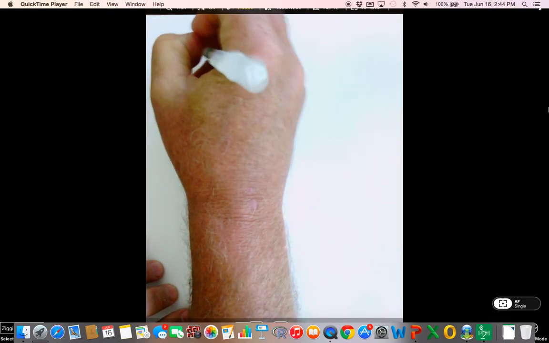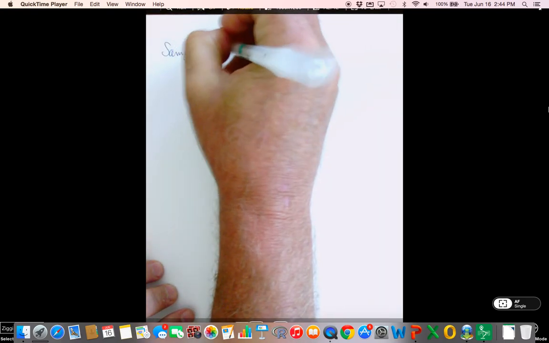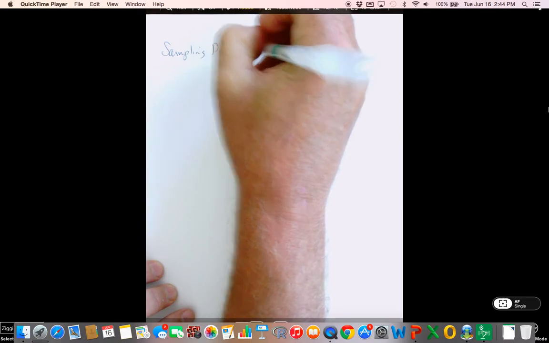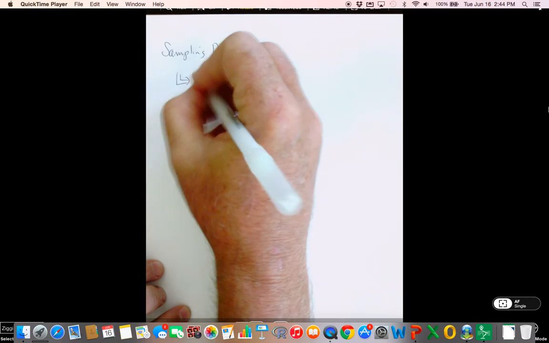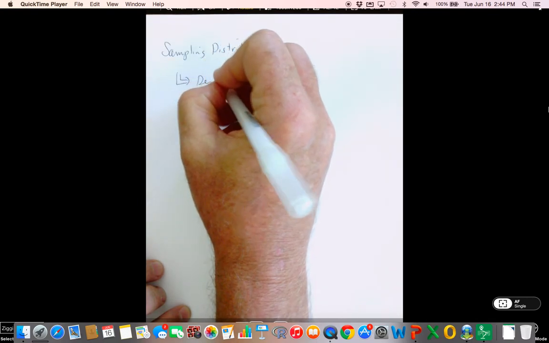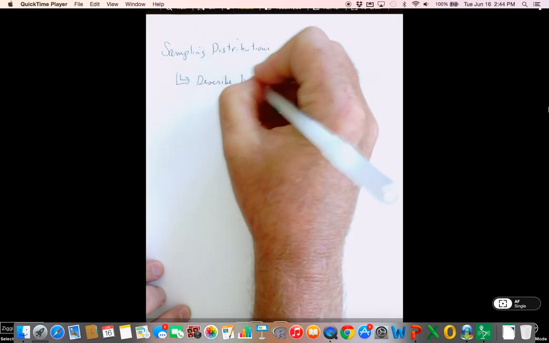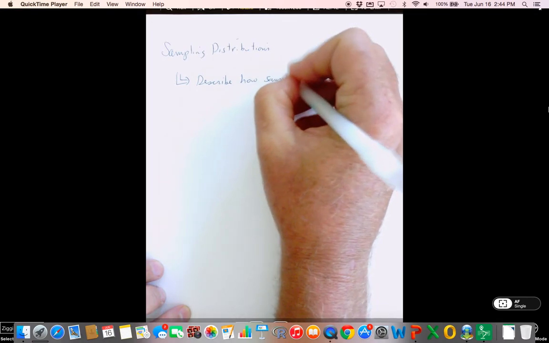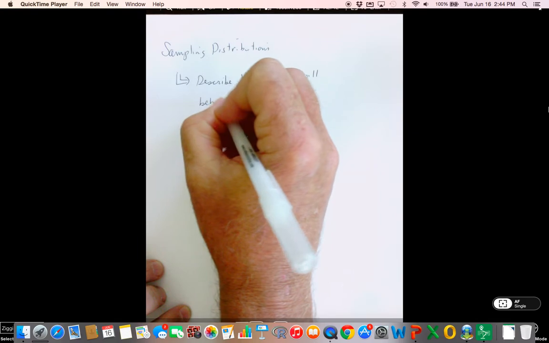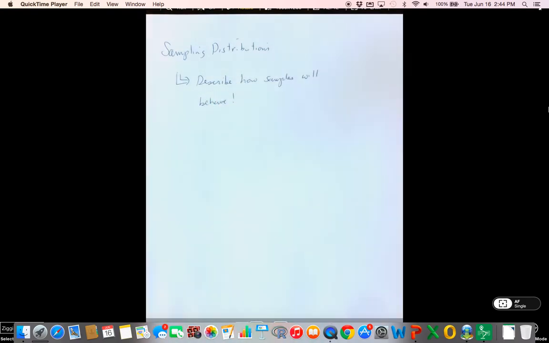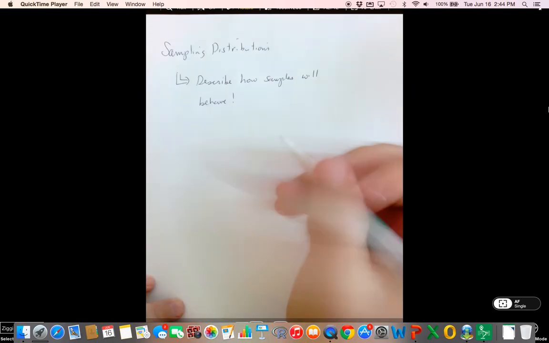Sampling distributions describe how samples will behave. And I don't mean behave in terms of like trying to get a 4-year-old kid to behave. I mean, what's the behavior? What are they going to look at? What are they going to look like?